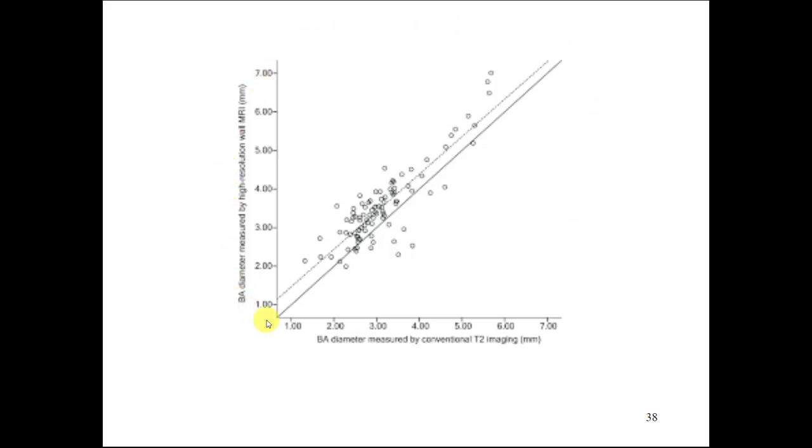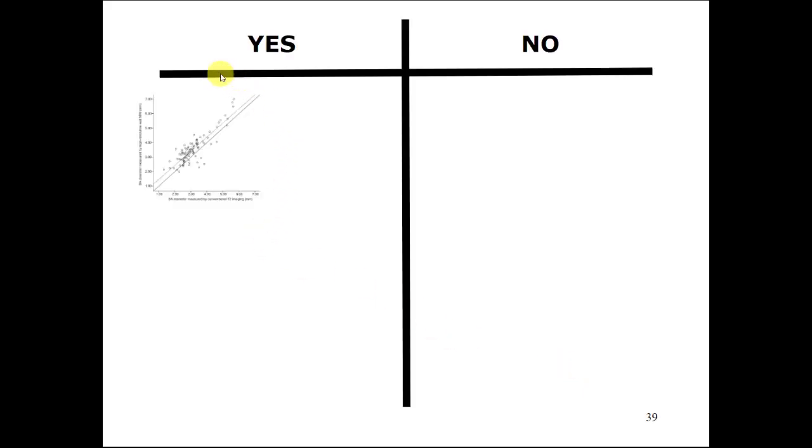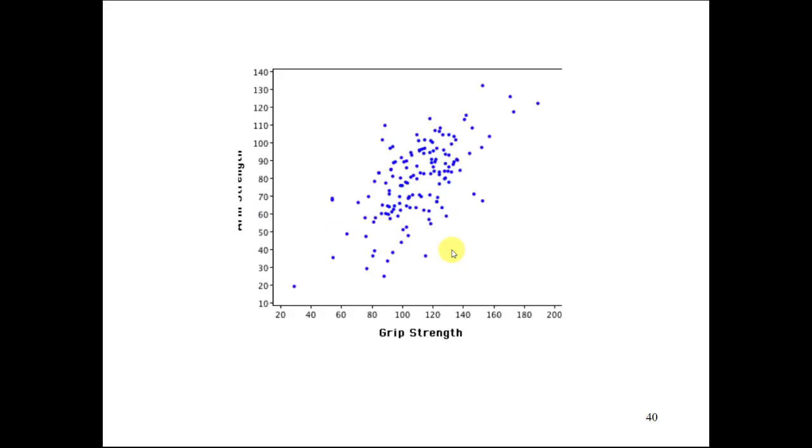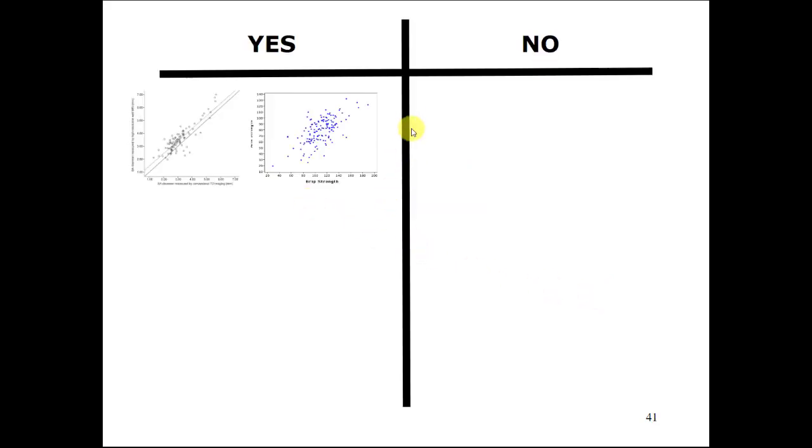So here's our scatterplot, and I'm going to tell you that this is an example of a yes. So I'm going to put that scatterplot in the yes column. Okay, so take a look. This is a yes. Think to yourself, what are the characteristics of this scatterplot that make it a yes? Let's look at another one. Here is another scatterplot. I'm going to tell you that this is also an example of a yes. So I'm going to go ahead and put that scatterplot in the yes column.